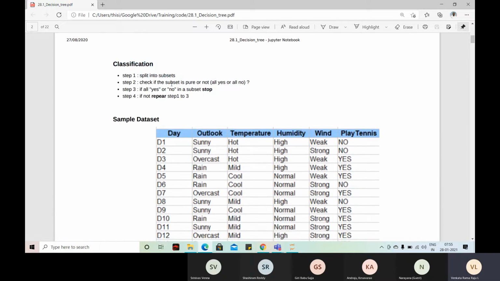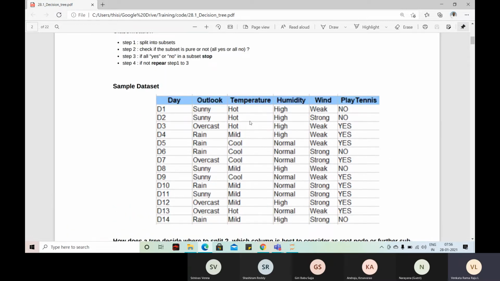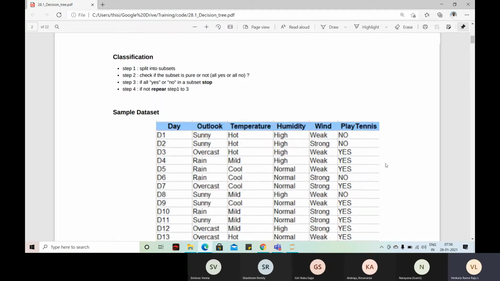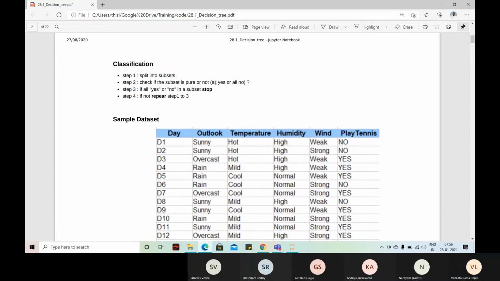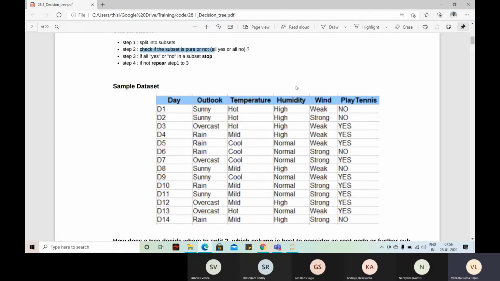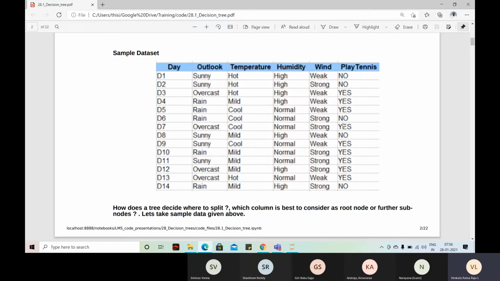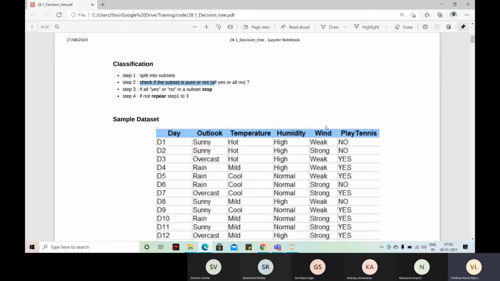The first step is to split the data into subsets. When I say subset, I mean rows, not columns. There are 14 rows here. The first split will make maybe a 5, 5 and 4 kind of split. Then check again whether the split is pure. When I say pure, all the records in the split belong to one class. If it is not, then apply the split again onto the impure subset and repeat this until you reach a pure subset. Let me show you.